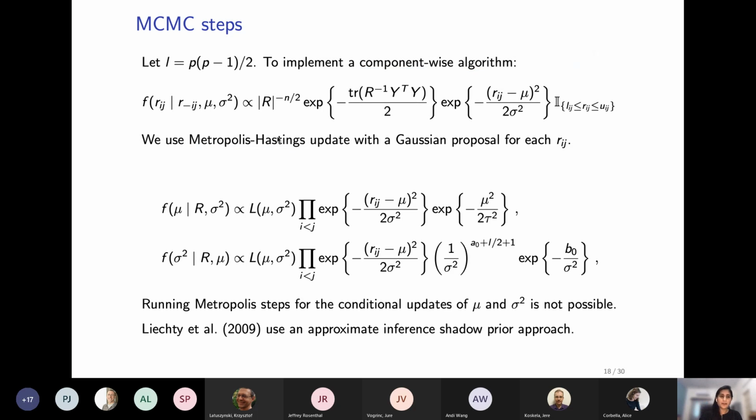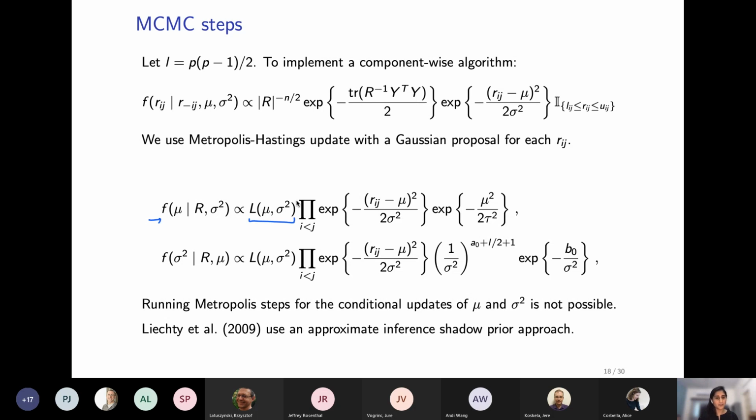But for mu and sigma squared, we're out of luck a little bit, because here we have the conditional density of mu given R and sigma squared proportional to the function L times the remainder product. And this L is the problem because we can't evaluate it. And so Liechty et al. 2009 use this approximate inference shadow prior approach that augments a different prior into the model that changes the original model and then approximates a posterior distribution that is an approximation to this approximation as well.